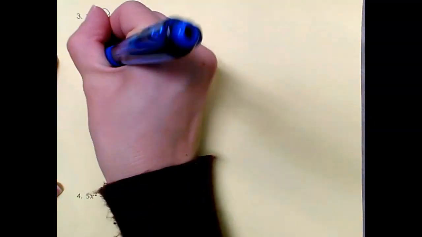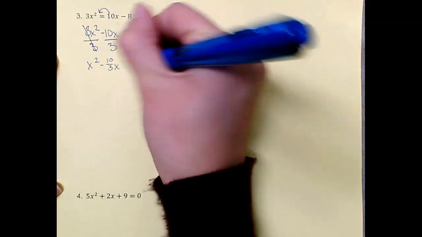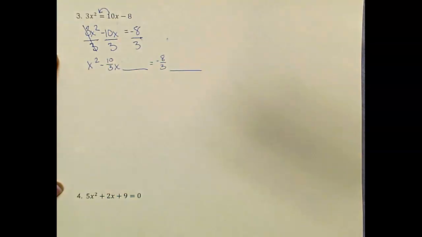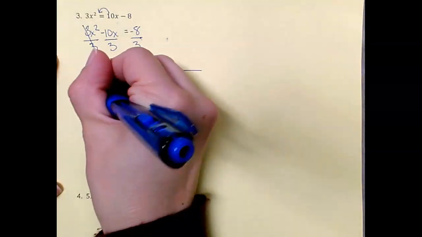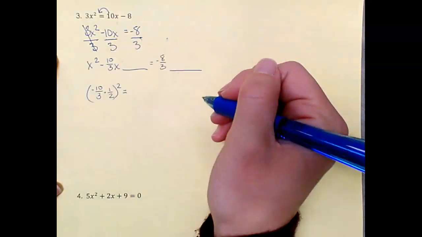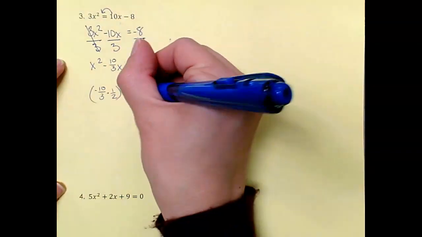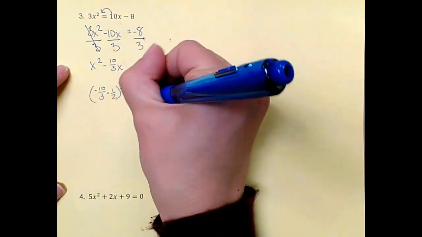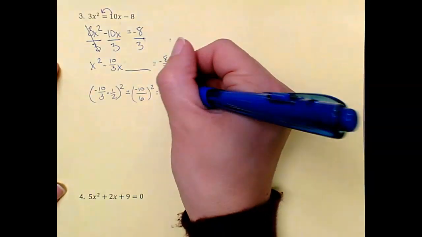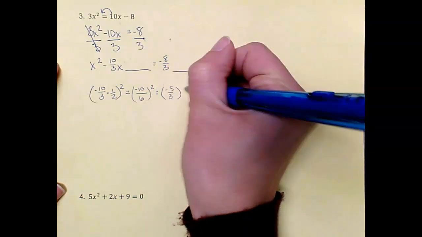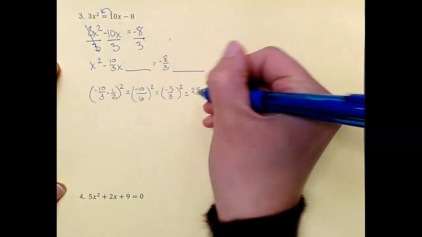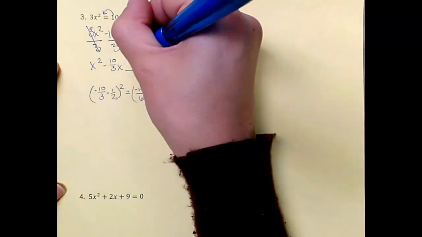So I have x squared minus 10 thirds x, with a space, equals negative 8 thirds, with another space. I'm going to complete the square. Negative 10 thirds needs to be cut in half, then squared. Negative 10 times 1 is negative 10. 3 times 2 is 6. And actually that can be simplified again. Negative 10 over 6 is really negative 5 over 3. So if I square that, that's 25 over 3 squared, which is 9. So that will complete my square.